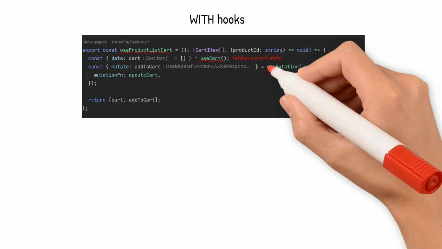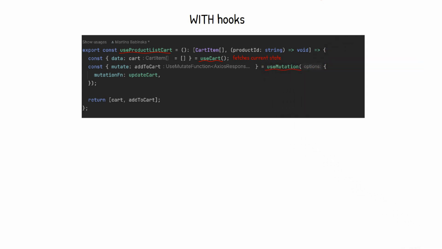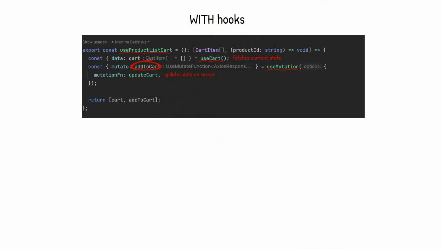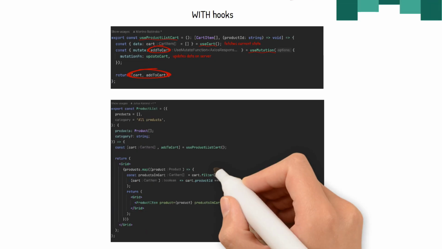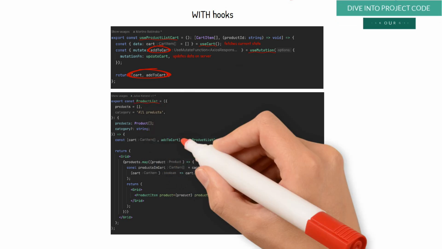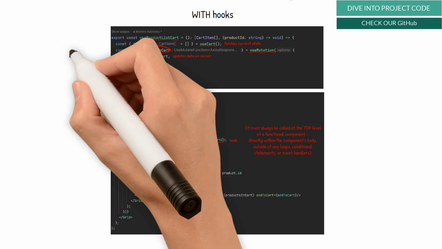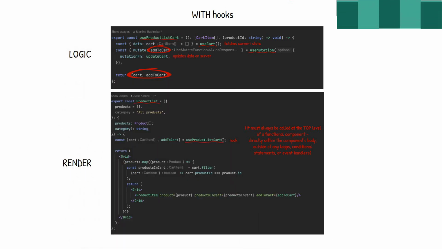The second, useMutation, comes from the React Query library, and it creates a function, addToCart, which updates the cart data on the server by making a POST request. Finally, the hook returns an array containing the cart data and the addToCart function. This allows the product list component to access and manipulate the cart data. The whole logic is well organized, separated, reusable, and easy to understand.